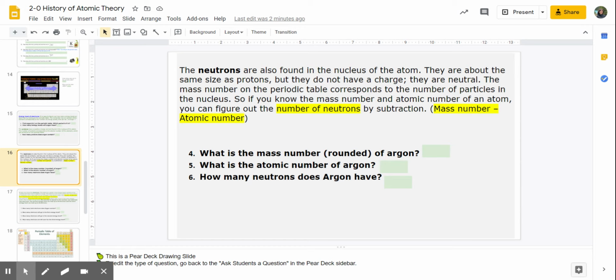Let's go to slide number 16, and it says something about the neutrons. Neutrons are also found in the nucleus of the atom. They're about the same size as the protons, but they do not have charge. They are neutral. So when we want to calculate the number of neutrons, we can take away the atomic number from the mass number. So there are questions again about the argon.